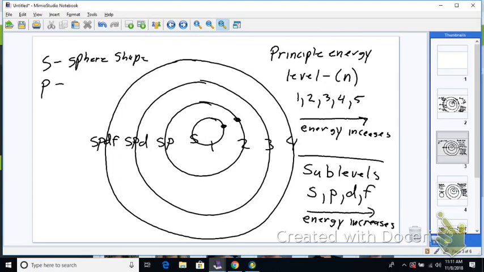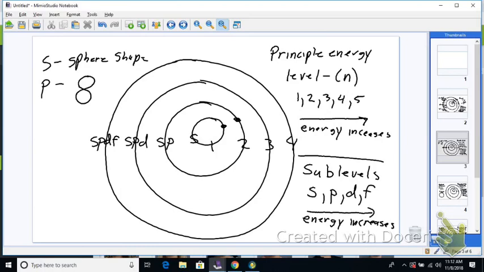So it's a little bit more complex. You've got to realize it's based upon a mathematical concept, and these are really hard to symbolize with a model because they're a mathematical probability of where the electron is going to be located. It's called a probability. The electron is located anywhere within that shape, like where the rubber part of the balloon is. That's where the electron is going to be located. So the P shape is a dumbbell shape.